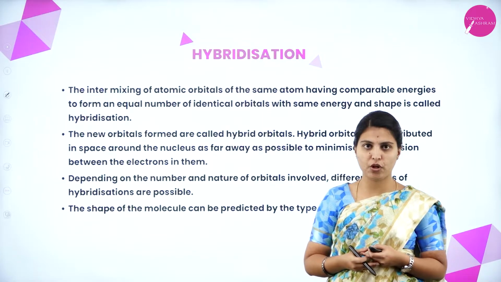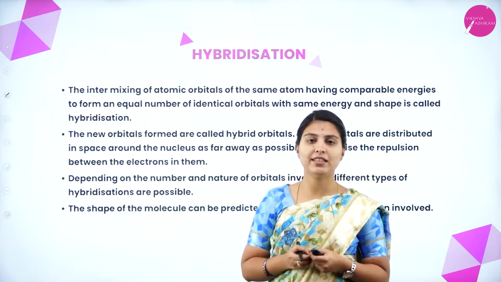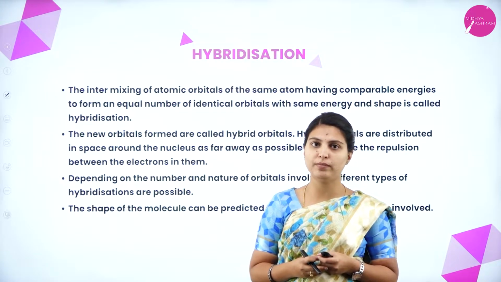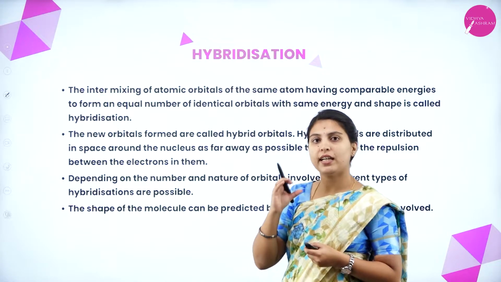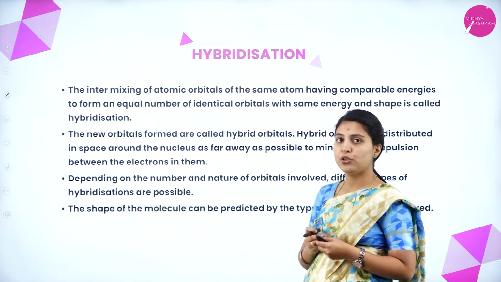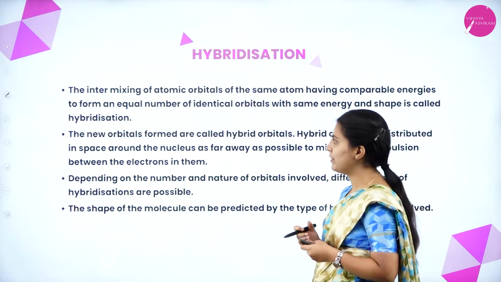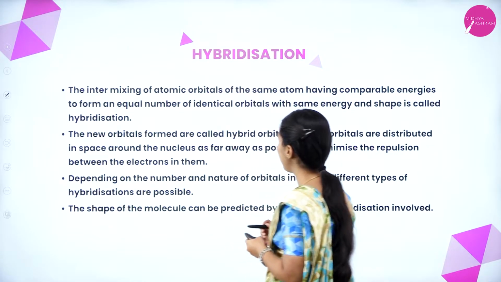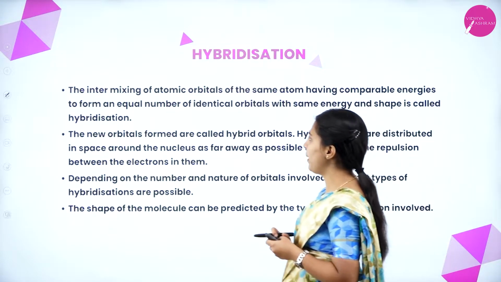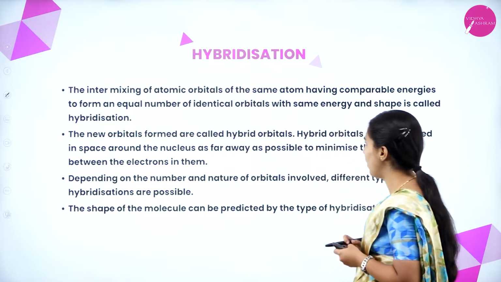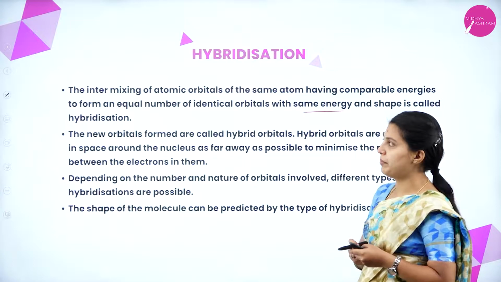We know the types of orbitals. So, if those types of orbitals get intermixed, new hybrid orbitals with comparable energies will form. The intermixing of orbitals to form new hybrid orbitals, we call it hybridization. Now, the intermixing of atomic orbitals of the same atom having comparable energies to form an equal number of identical orbitals with the same energy and shape is called hybridization.